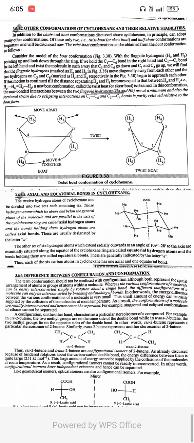In other words, cis-2-butene represents a particular stereoisomer of 2-butene. Similarly, trans-2-butene represents another stereoisomer of 2-butene. The cis-2-butene and trans-2-butene are configurational isomers of 2-butene.